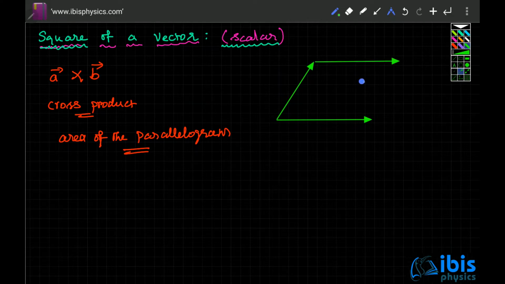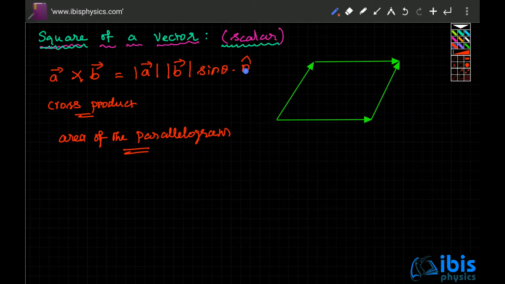It's not like something I'm drawing. This vector, copy it and paste it over here, copy this and paste it over here. So these two arms form a parallelogram. So the area of this parallelogram, you get through this cross product. The cross product is defined as modulus A vector and modulus B vector and sine theta into n cap.